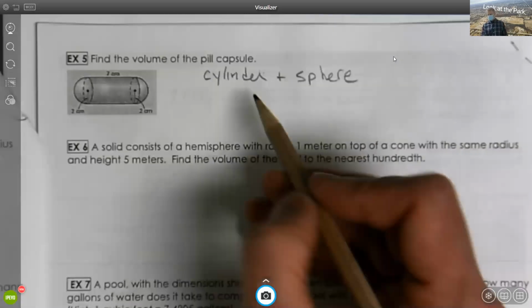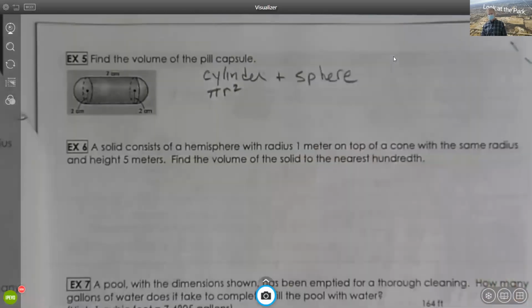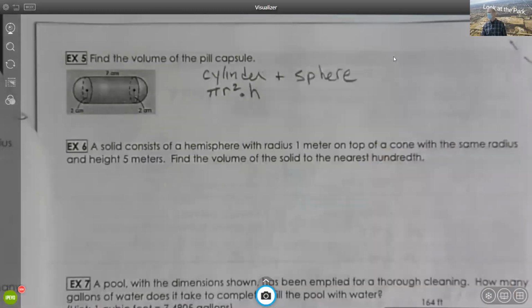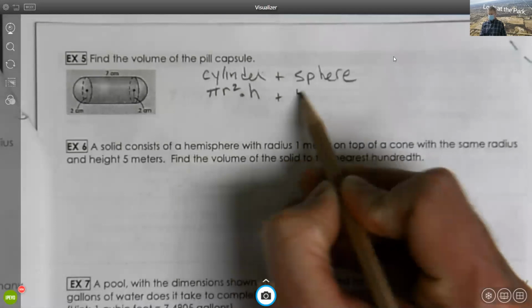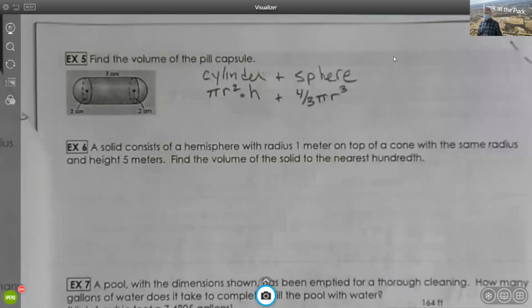The cylinder's formula is the base, which is pi r squared, times the height. We know it's not 1/3 because it's not coming to a point. This is not a cone. It's not 4/3 because the cylinder itself is not a ball. The 4/3 goes with the sphere. And that is 4/3 pi r cubed.